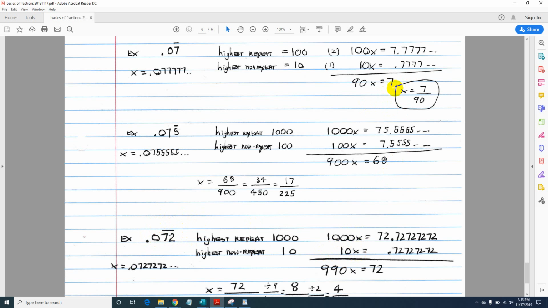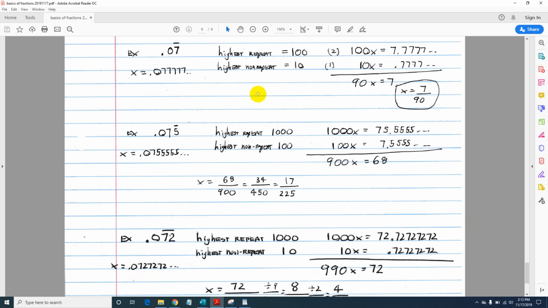Okay? So then you line everything up, you do this math, you multiply by 100, or you multiply by 1,000, and multiply by 1,000. Remember, when you multiply by 1,000, you move the decimal 3 places. 1, 2, 3. So it's 72.7222, and so on.